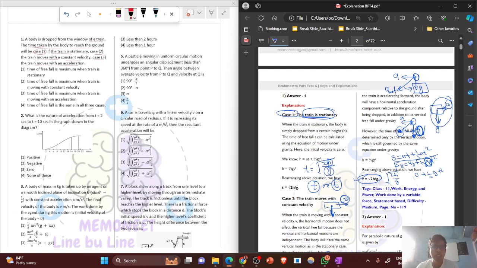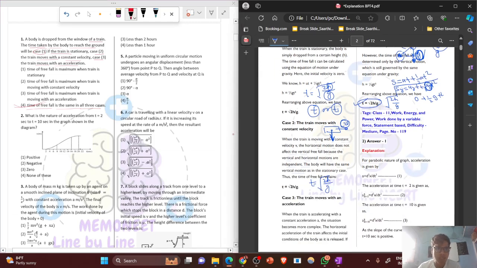So what will be your correct answer? The time of free fall is the same in all the three cases. So option 4 will be your correct answer. Now moving to the next question.